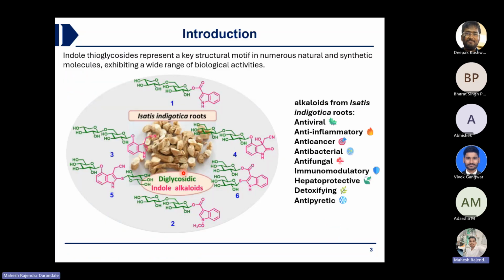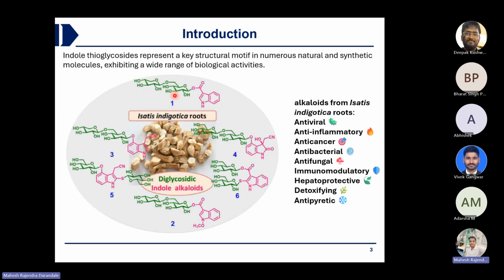Firstly, these indole thioglycosides. What is the use of these indole thioglycosides and from where can we extract them? Basically, these are different types of alkaloids which can be extracted from the Isatis indigotica roots, a plant generally found in China.